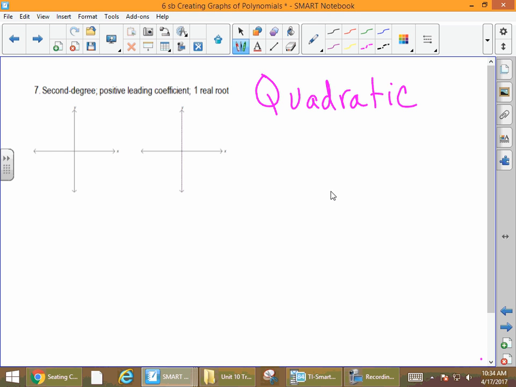When we have our even functions, 2nd degree, 4th degree, 6th degree, they're either going to end, both of them, going towards infinity, or both of the ends going towards negative infinity. Because it's positive, we're both going to go towards positive infinity. And there's our 1 real root.